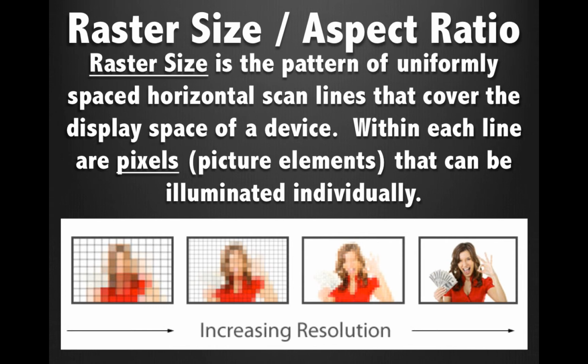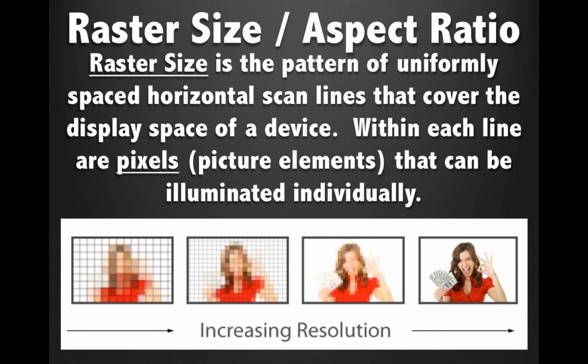Now, raster size is the pattern of uniformly spaced horizontal scan lines that cover the display space of the device. Within each line are picture elements that can be illuminated individually. Essentially, you're talking about resolution with raster size. You're talking about how many pixels per image you're going to have.